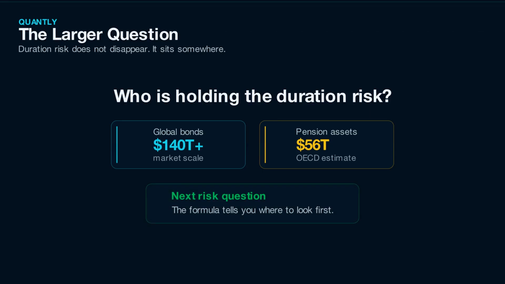Duration and convexity are not warnings about exotic risk. They are the basic arithmetic of owning a bond. The question worth sitting with is not whether institutions understood the concepts in theory. They did. The question is why so many failed to model their actual exposure under the conditions that arrived.